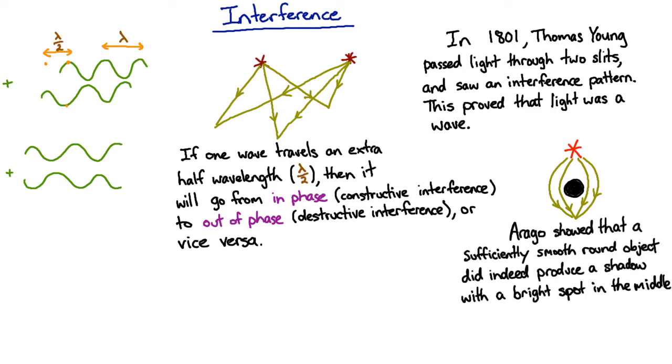So Fresnel and Young suggested that light was a wave. Arago actually proved that was true by showing there was a spot in the middle, and that spot is often called the Poisson Spot, even though Poisson was using it as an example of something that was obviously absurd and wouldn't exist, and therefore light wasn't a wave.